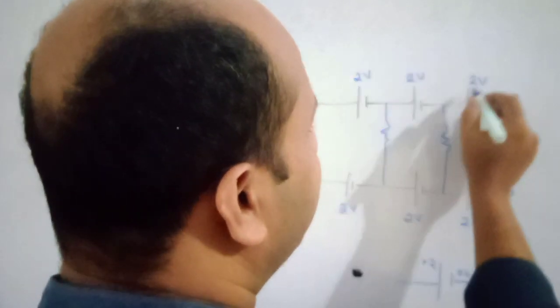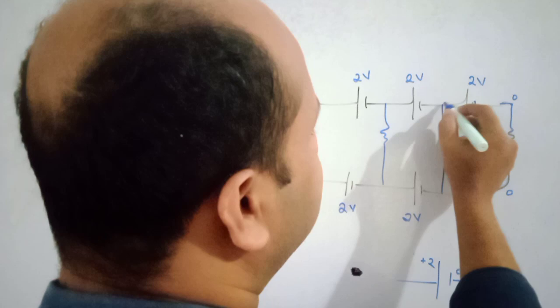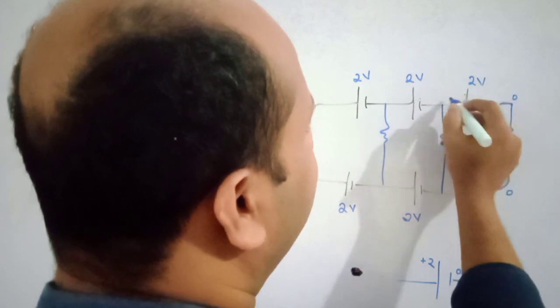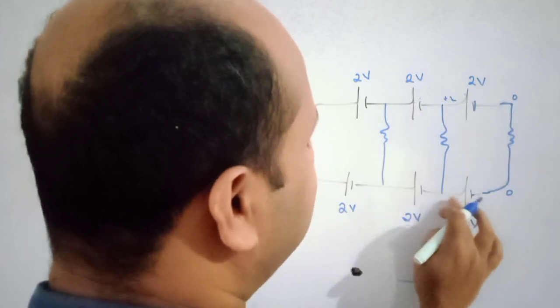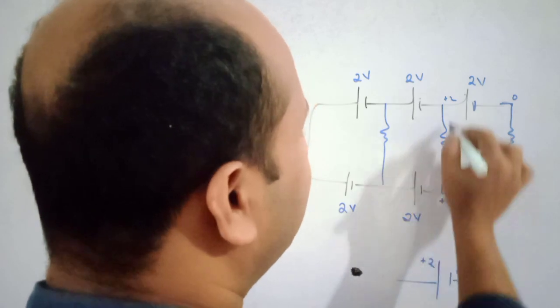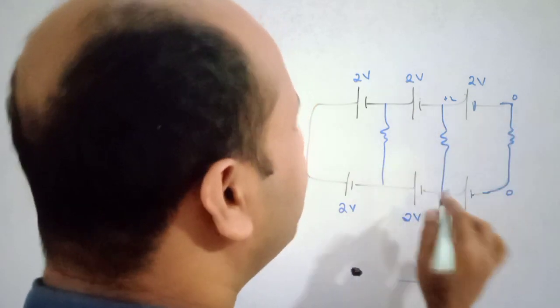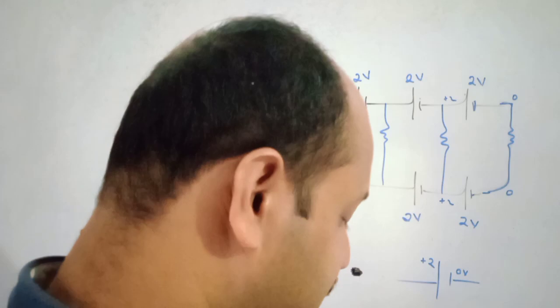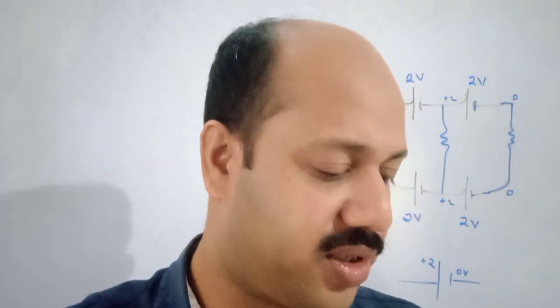0. Similarly, this is plus 2. This end is plus 2, this is 0, therefore this is plus 2. This is plus 2, this is 0, therefore this is also plus 2. Look, potential difference again across them is 0. Every resistor, the potential difference is 0, therefore current through each and every resistance is 0. First one is the right answer.